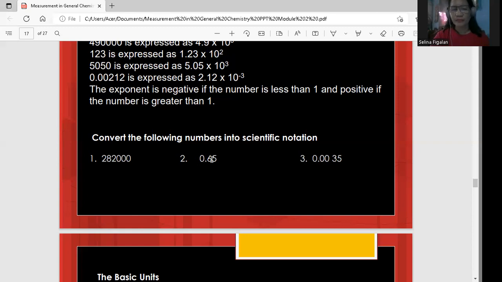I-move natin yung decimal point going to the right sa between 6 and 5. This is 6.5 times 10 to the negative 1 kasi going to the right.